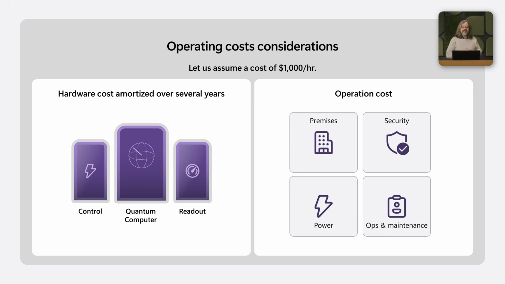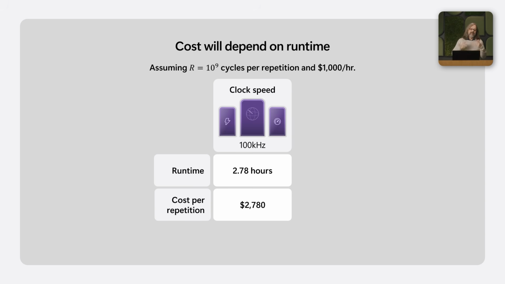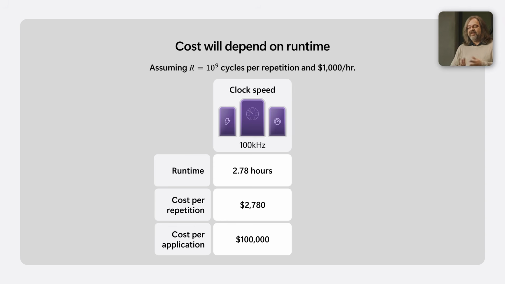Now with that, our chemistry program that had about 1 billion cycles would take about 3 hours to run. With those 3 hours, if an hour costs $1,000, the total cost will be about $3,000. The user wants to run it 36 times, and the cost for doing that 36 times will be about $100,000. That seems reasonable on this fast computer with a logical clock speed of 100 kilohertz.